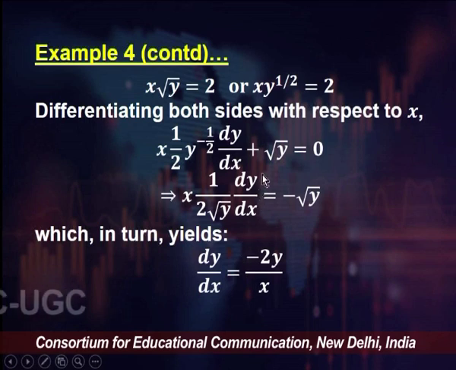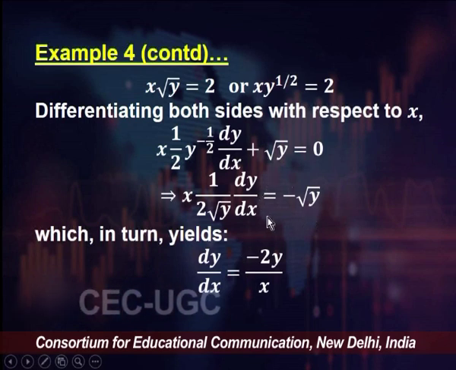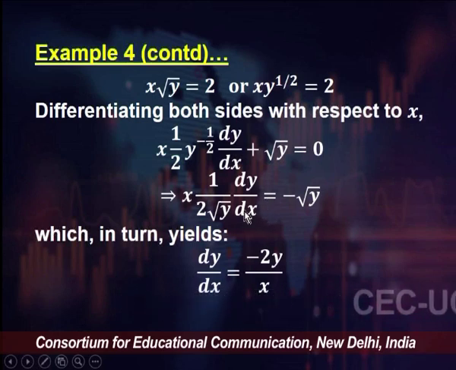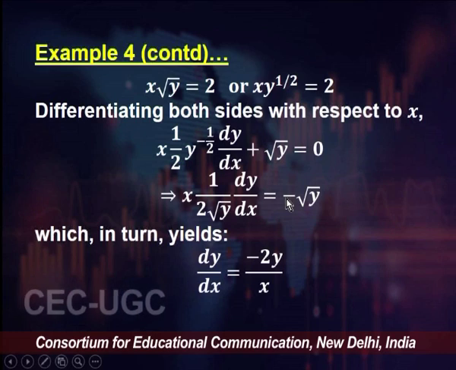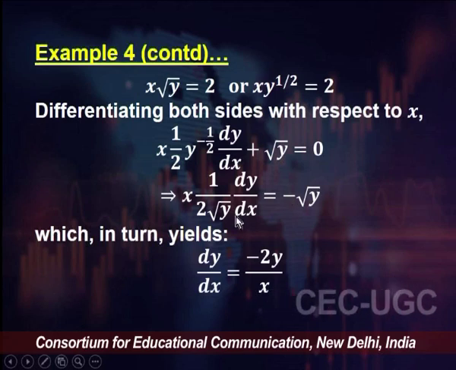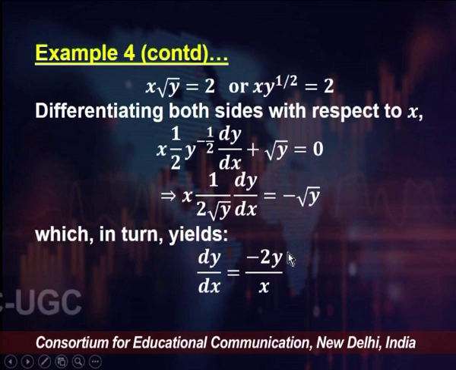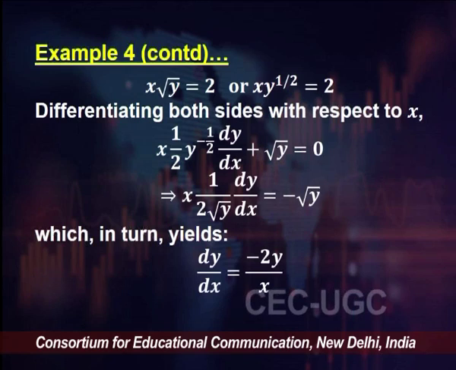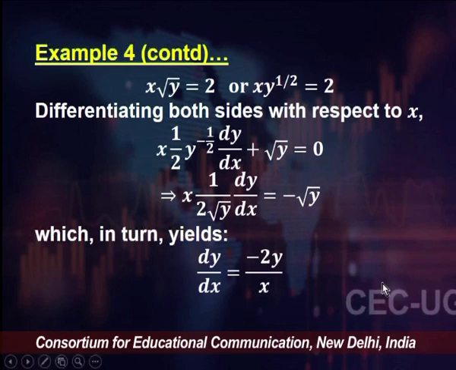Here we can take square root of y to the right hand side and solve this equation for dy by dx, and that will give us dy by dx equal to minus 2, because we can cross multiply, so this 2 comes to the right in the numerator. So, minus 2 times y, because square root of y into square root of y, once you cross multiply, will give you a y, and that will be divided by x. So, dy by dx is equal to minus 2 times y by x.